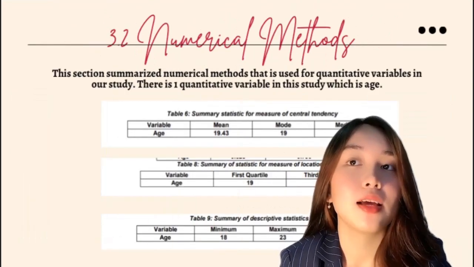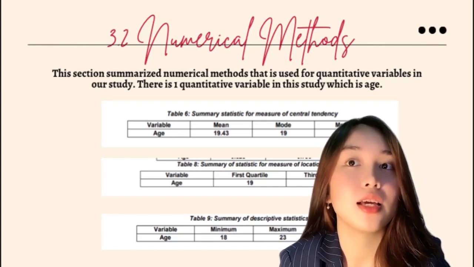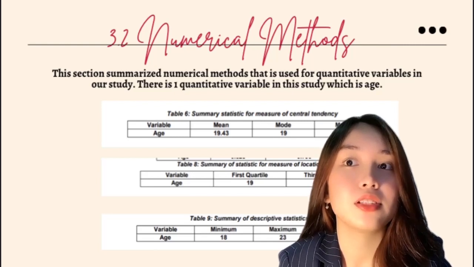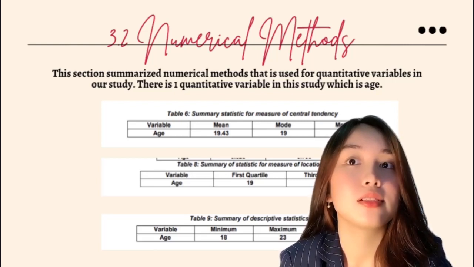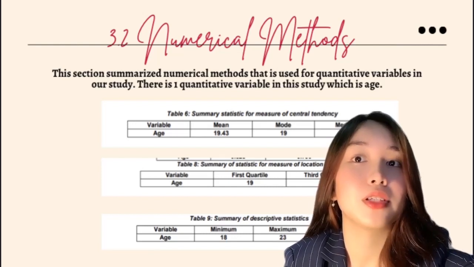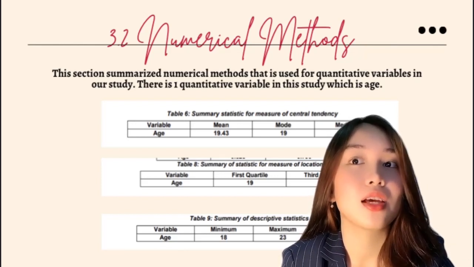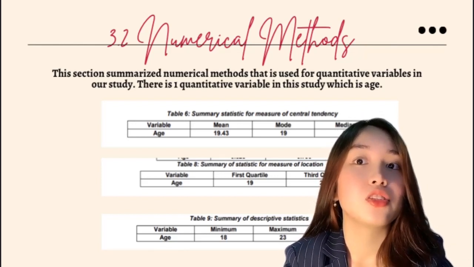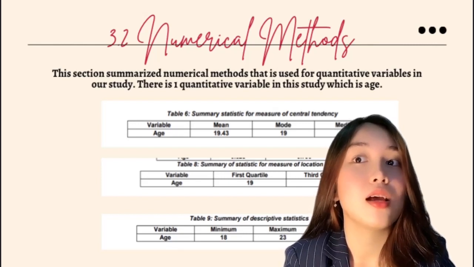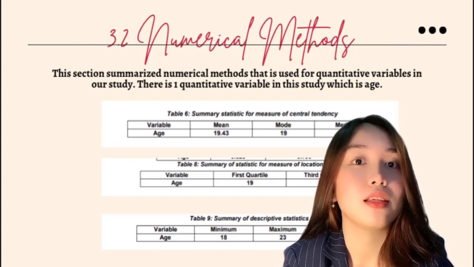3.2 Numerical methods. This section summarizes numerical methods that are used for quantitative variables in our study. There is one quantitative variable in this study, which is age. As you can see on the slide, Table 6 above represents the summary of statistics for a measure of central tendency for all quantitative variables in this study. The average of students' age in this study is 19.43 years old. The mode of this study, which is 19, shows that most of the students are 19 years old. The median of this study is also 19, meaning that half of the students are younger than 19, while the other half are older than 19 years old.